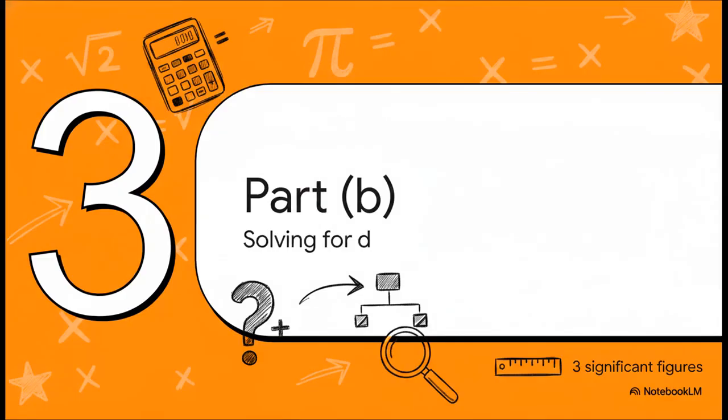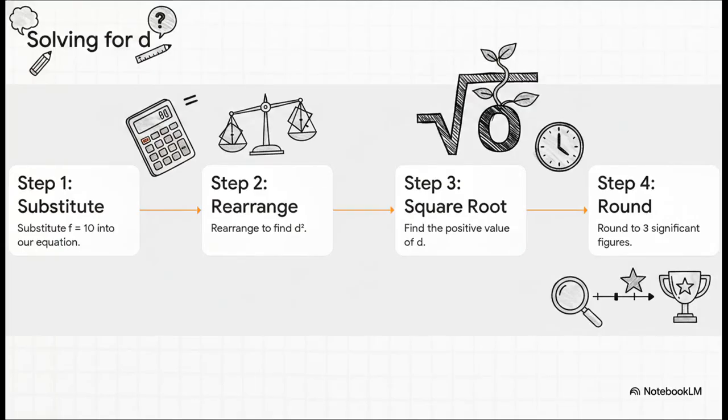This time it asks for the positive value of d when F equals 10. And, crucially, it wants the answer correct to 3 significant figures. So let's use that equation we just worked so hard for. You know, the process is pretty straightforward from here. We take our new equation, F equals 224 over d squared, and we slot in F equals 10. That gives us 10 equals 224 over d squared. A little bit of rearranging, and we get d squared equals 224 over 10, which is just 22.4.